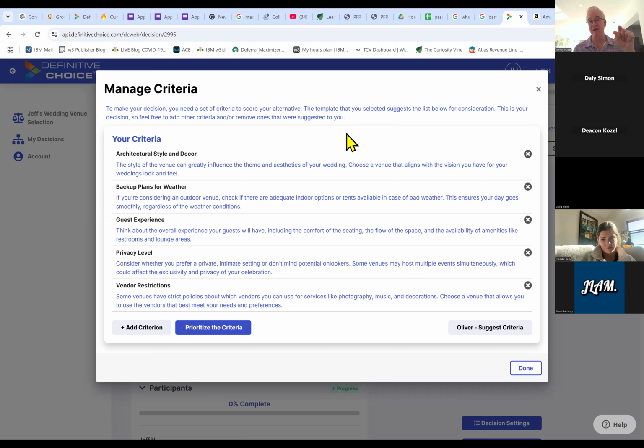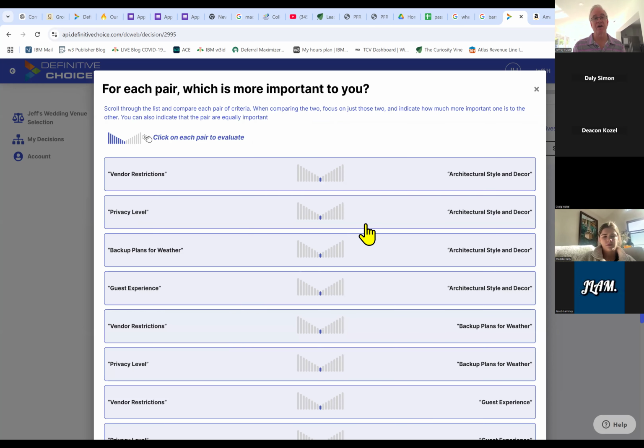It doesn't mean you have to be aligned with, at least up front, the weighting, but you should agree with what they mean. So it's not actually a bad thing to have that discussion. Okay, so we've done this. Then the next thing we would do is go to prioritize the criteria.